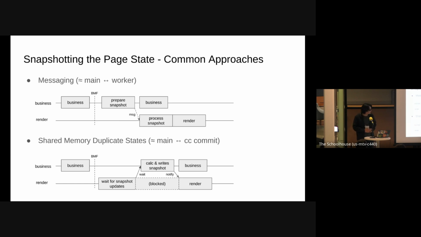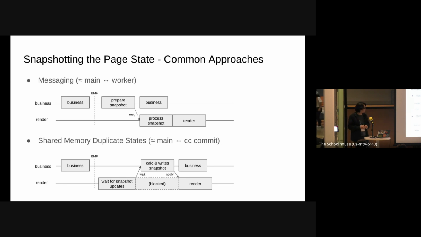Another idea is that we use shared memory, but we duplicate the page state on both threads. So when the rendering thread receives a begin main frame signal, it passes it to the business thread and asks it to update the snapshot on the rendering thread. And then after the update, both threads can keep going.